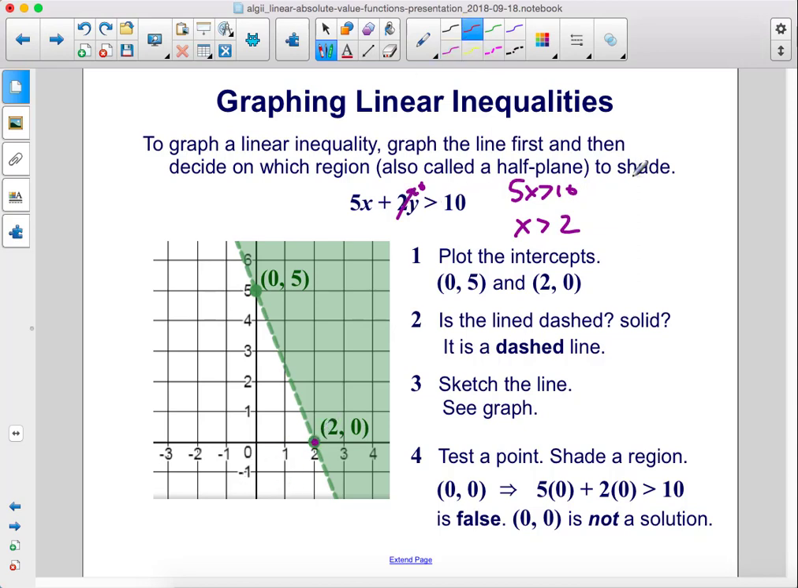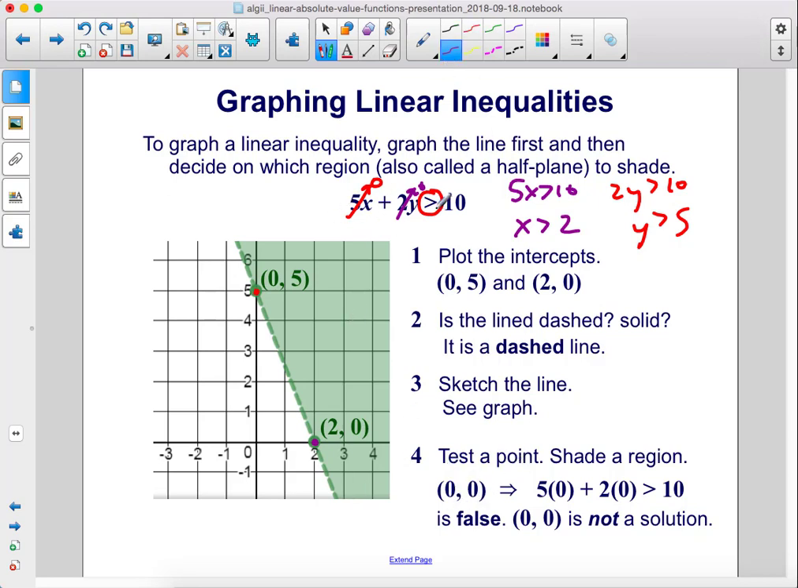And for y, we can do the opposite. We'll set x equal to 0. We have 2y is greater than 10. y is greater than 5. 0, 5 is our y-intercept. Now, do we have a dashed or solid line? Since this is greater than, not greater than or equal to, it's a dashed line. So we can just draw the line. Then we're going to test a point, 0, 0.